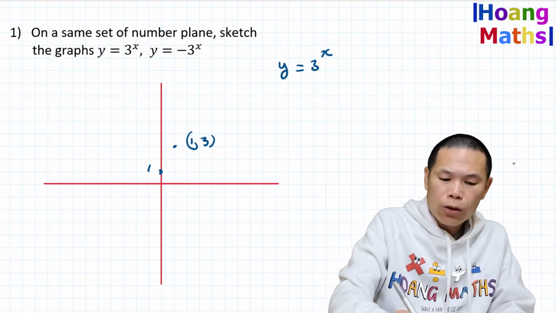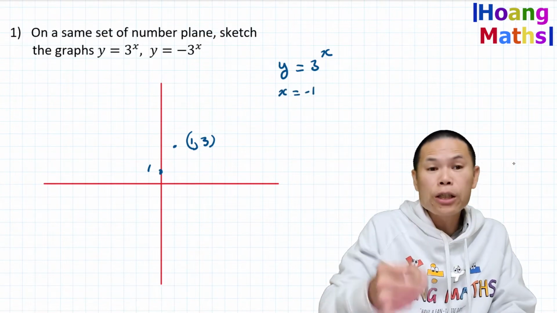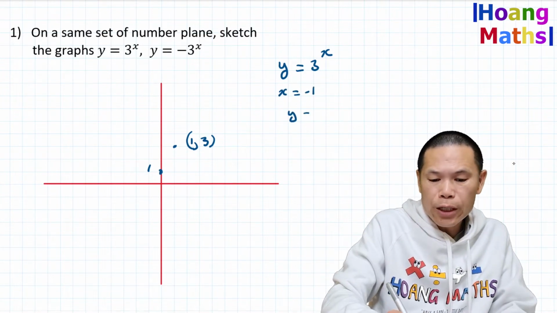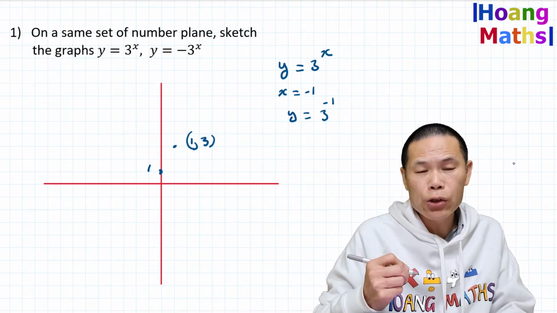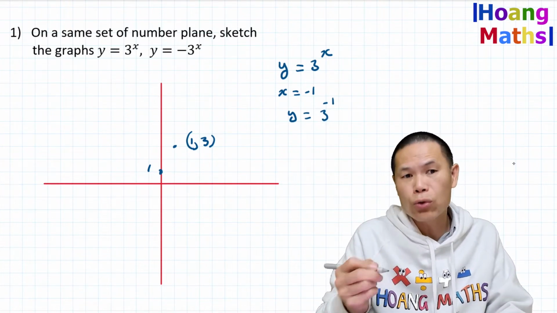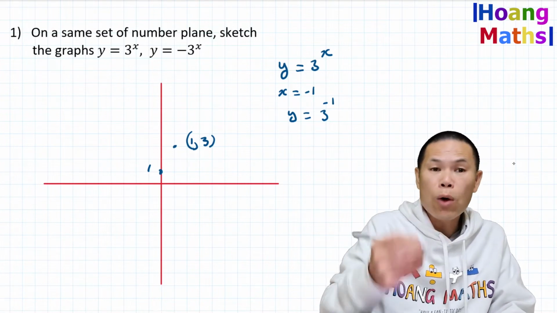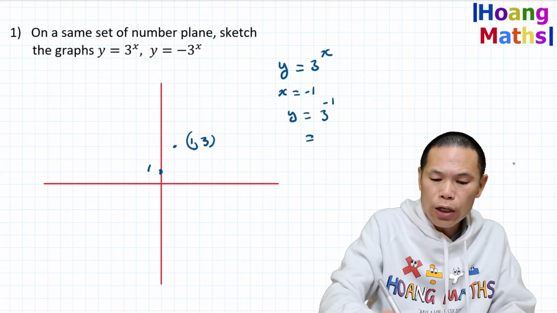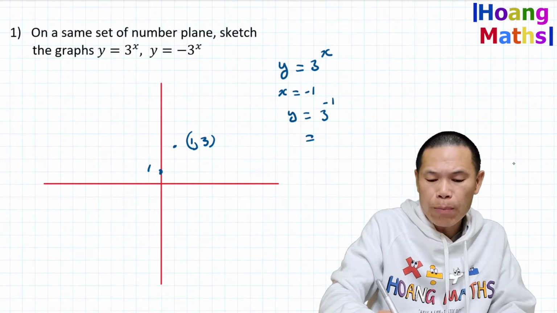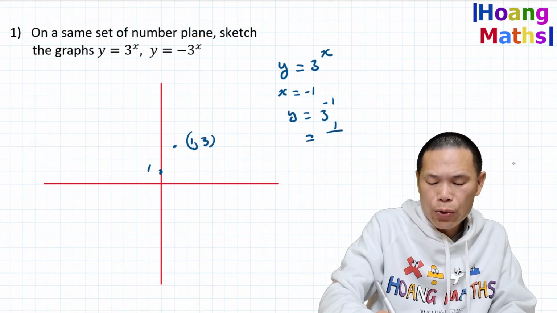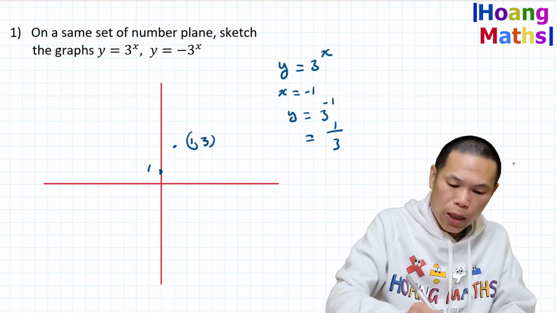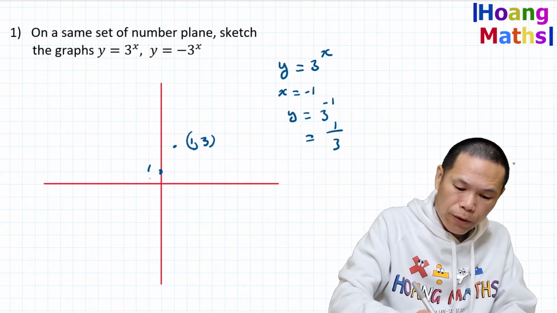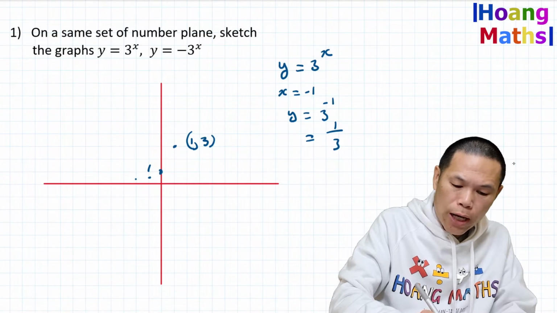Now when x is equal to negative 1, this means that y is equal to 3 to the negative 1. If you use a calculator, you should get 0.3333 or 1/3. Otherwise, you can use your index law. You can bring the index down and it becomes positive. So 1 over 3 to the power 1. But 3 to the power 1 is 3. So 1/3. So roughly here. And then it gets smaller and smaller.